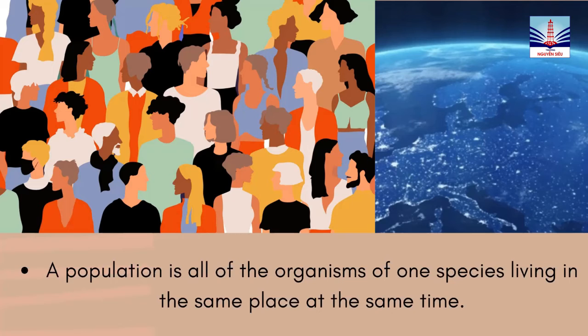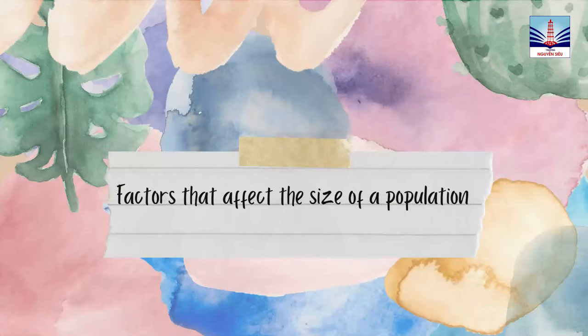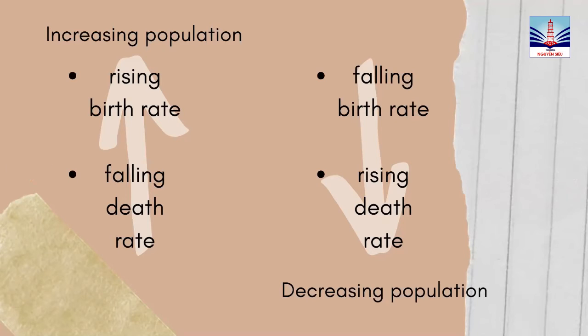Okay, so some factors that affect the size of population. First, we're going to look at this chart. So for an increasing population, the birth rate will be larger than the death rate. But for a decreasing population, it will have a falling birth rate but a rising death rate. So definitely the death rate will be larger than the birth rate. So that's why it's increasing and decreasing.